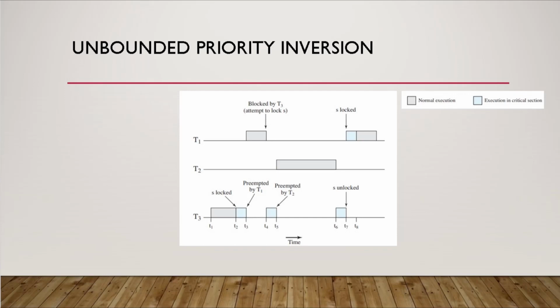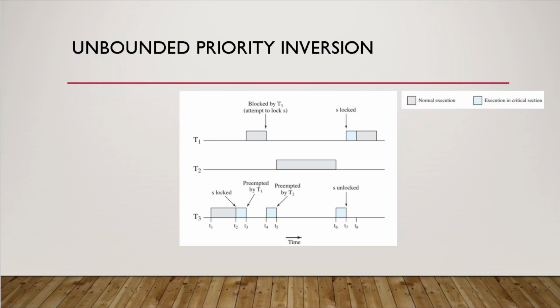This figure shows the sequence that caused the priority inversion. T3 begins executing. And T3 locks semaphore S and enters its critical section. Next, T1, which is higher priority than T3, preempts T3 and begins executing. Next, T1 attempts to enter its critical section, but is blocked because the semaphore is locked by T3. T3 resumes execution in its critical section. T2, which has a higher priority than T3, preempts T3 and begins executing.